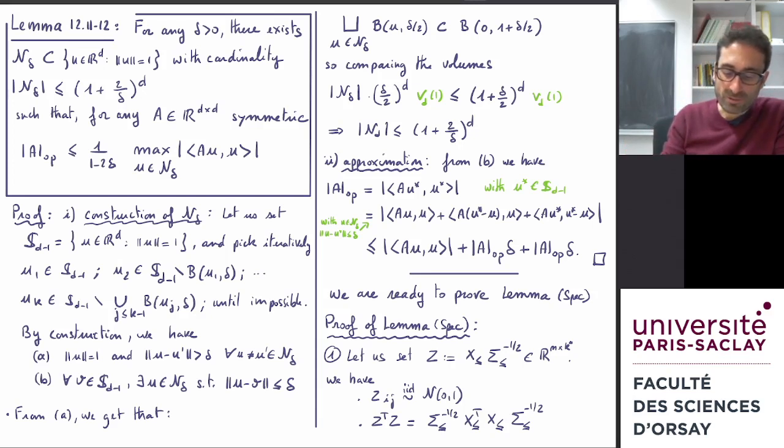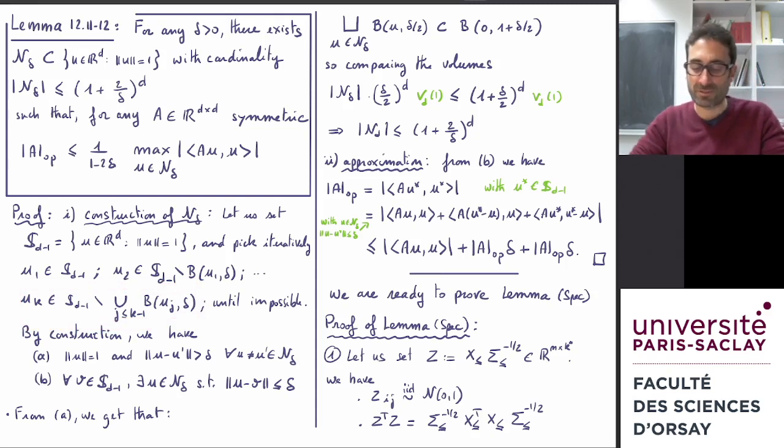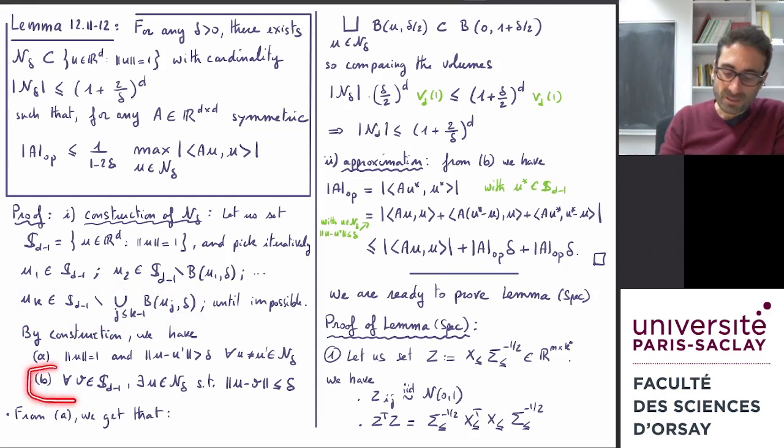So first, all the points are in the sphere because you have picked them in the sphere. And also, if you take 2 points in this set, they are delta away because each time you have been very careful to choose a point which is delta away from the others. And you have these additional properties that will be important, which is that now if I take any point V which is in the sphere, I am able to find a point in my set N delta which is at least as close as delta from V. Okay, so you always find a point in N delta which is delta close to V.